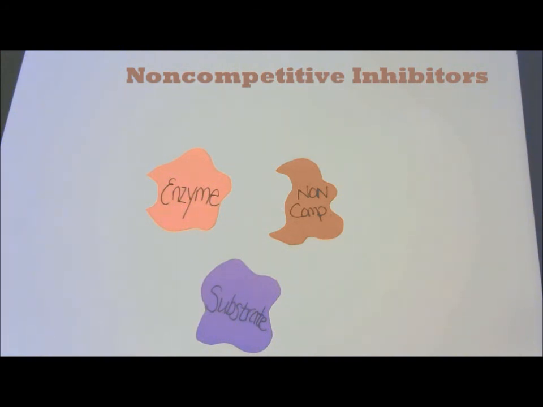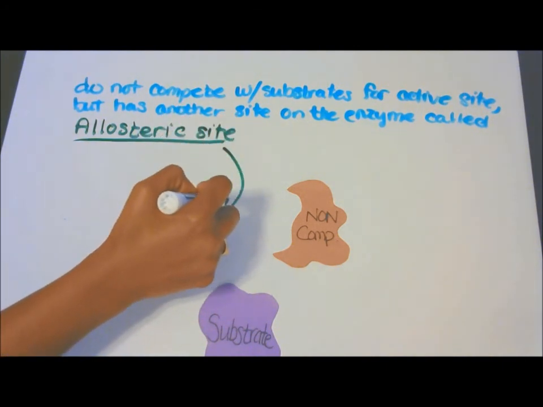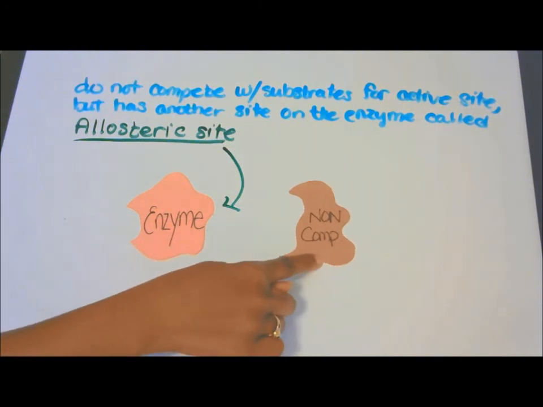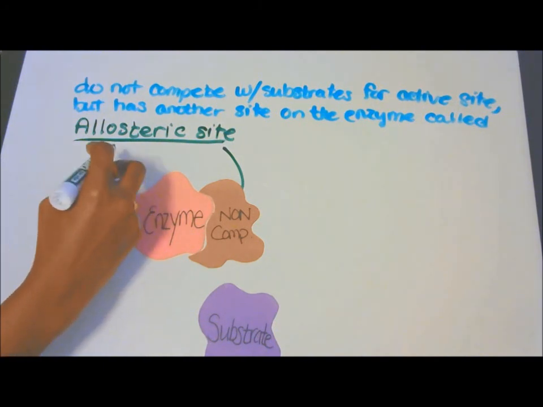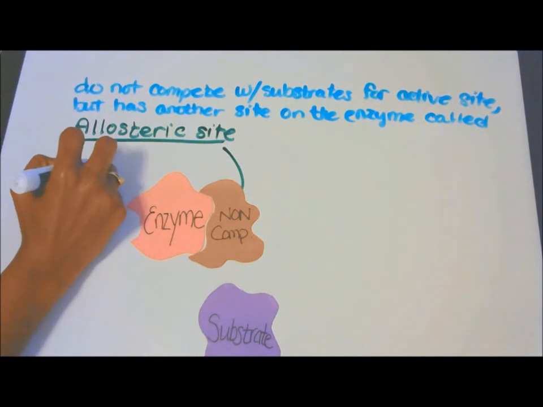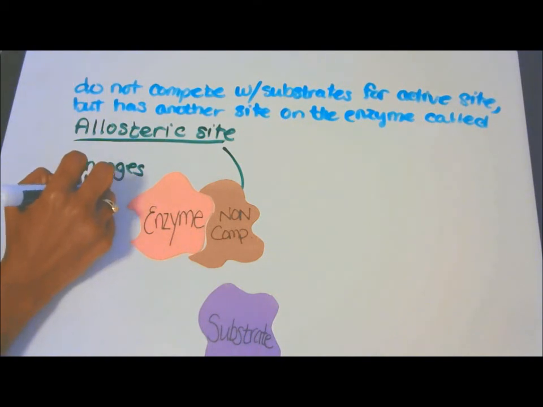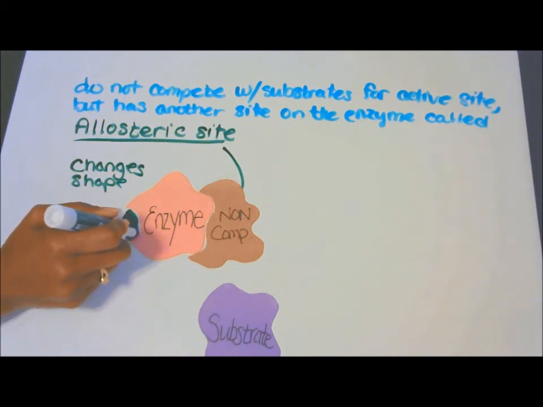Non-competitive inhibitors do not compete with substrates for the active site, but have another site on the enzyme called the allosteric site. That's here. So the non-competitive inhibitor can bind to the enzyme. Well, what happens to the enzyme? Well, the enzyme changes shape, thus changing the active site.